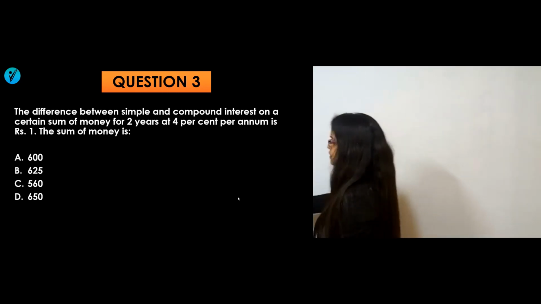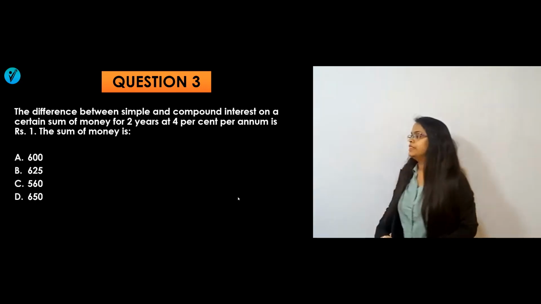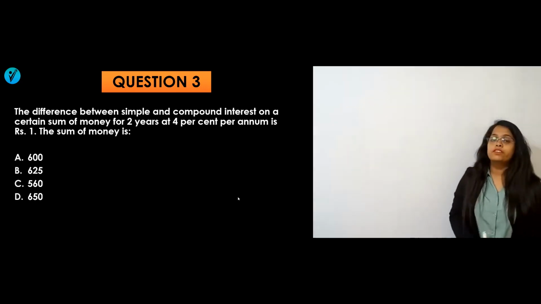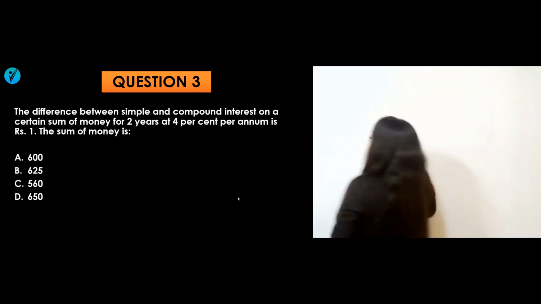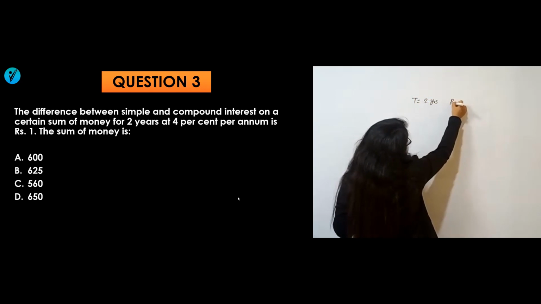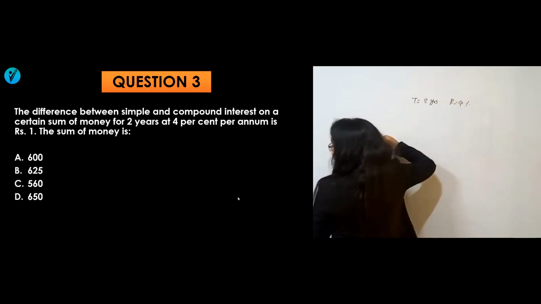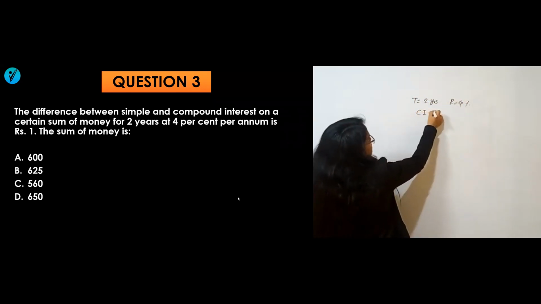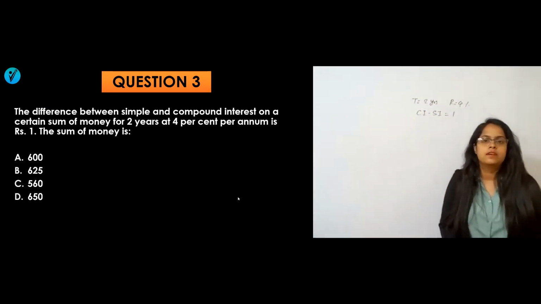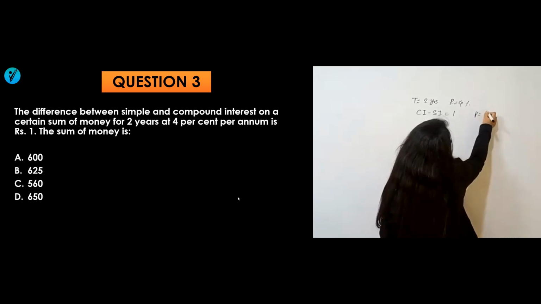What are they saying in this question? The difference between SI and CI on a certain sum of money for 2 years at 4% per annum is rupees 1. That means CI minus SI difference is given as 1 rupee. Then what is the sum of money? We have to find out P is equal to what?